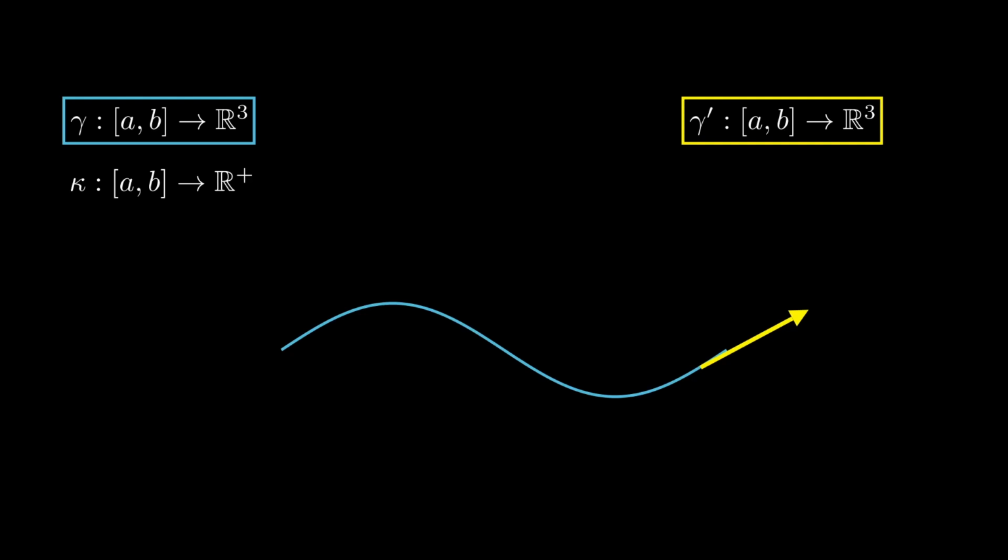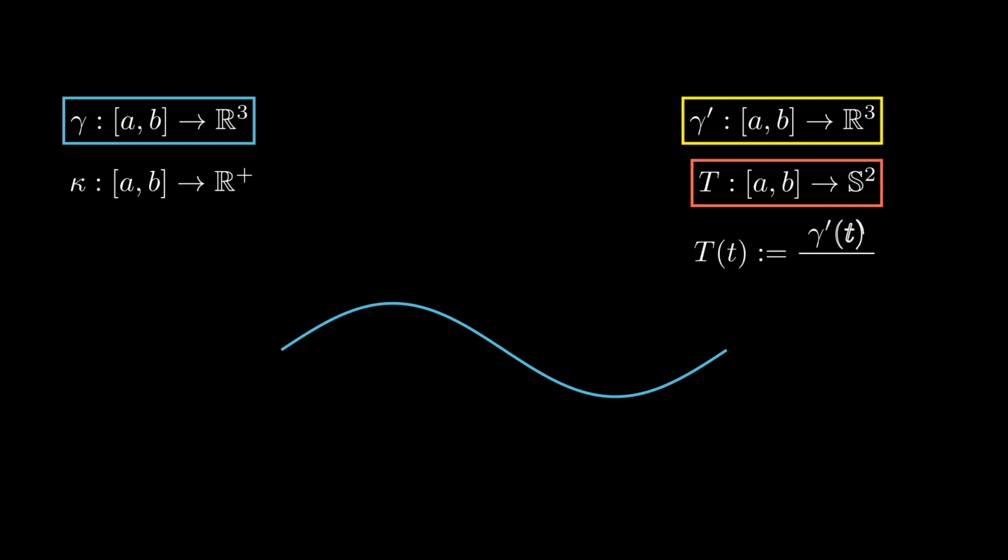Since we only care about direction and not the speed, we normalize gamma prime to construct the vector uppercase T, also known as the tangent indicatrix of the curve gamma. This vector T always points in the direction in which the particle is moving regardless of the speed, provided it's not zero. That's why we ask the curve to be regular. We don't want to divide by zero.